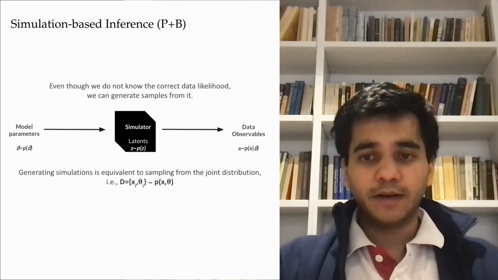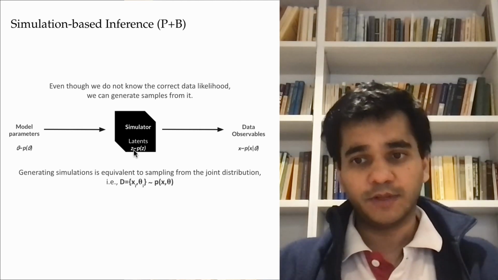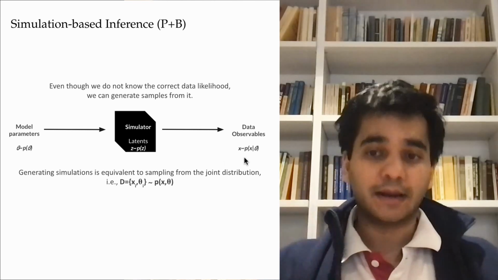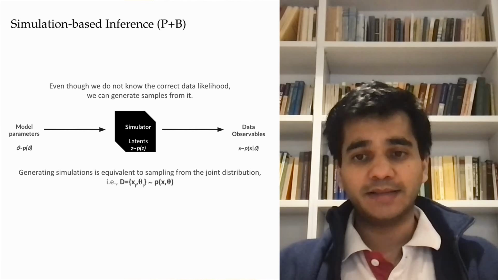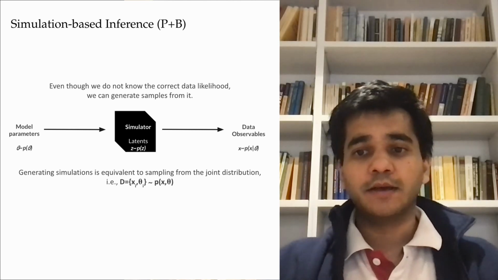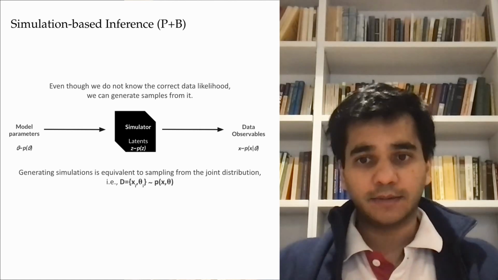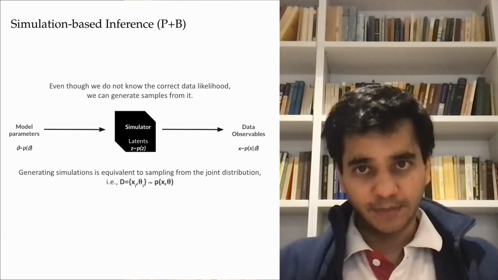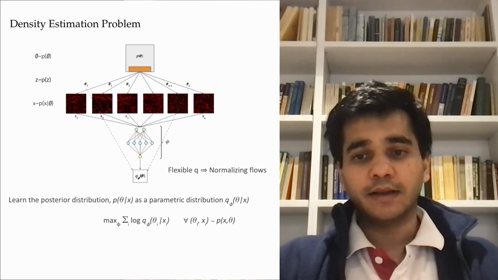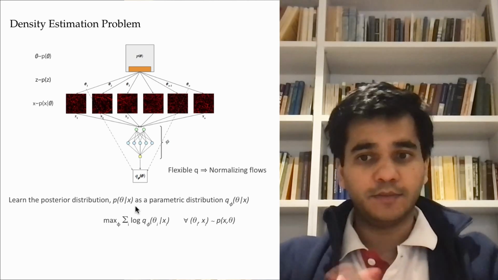Now, if you drop the dependence on these latent parameters, then this data is basically a draw from this conditional distribution, which is exactly the likelihood distribution that we care about. So generating simulations basically is equivalent to generating samples from this joint distribution of the model parameters and the observed data. To use this for inference, we then convert this into a density estimation problem. We are interested in learning the posterior distribution of the model parameters given the observed data.